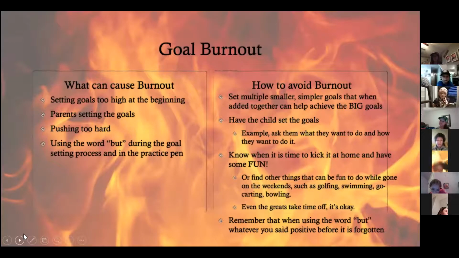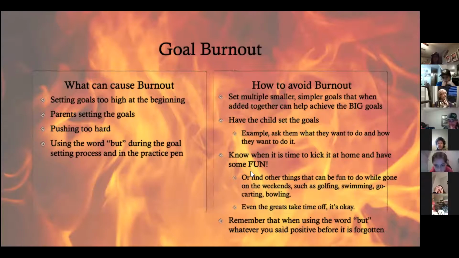So real quick, this one, beware of goal burnout. It is a thing. I see most of you guys on tonight are kids, but for the parents that are on, or the parents that may be listening later on, I just want to go over real quick how important burnout can be. So you can experience burnout by setting goals too high at the beginning, where it makes you feel like a failure when you're not obtaining them.